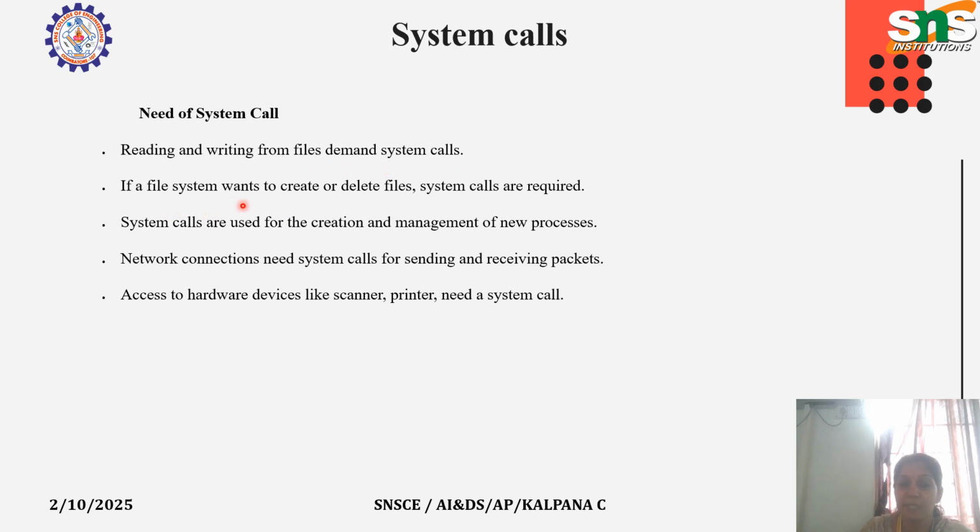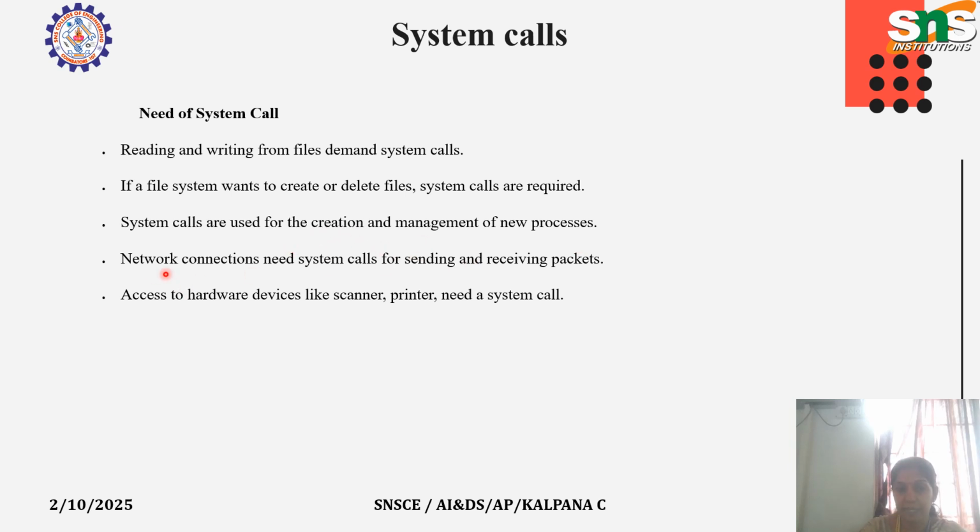And if a file system wants to create or delete files, at that time also system calls will be generated. So we can simply say for file management, creating a new file, writing into the file, reading from the file, for these kinds of operations a system call will be generated. And system calls are used for creation and management of new processes. If you want to create any child process or new process, at that time also system calls will be generated.